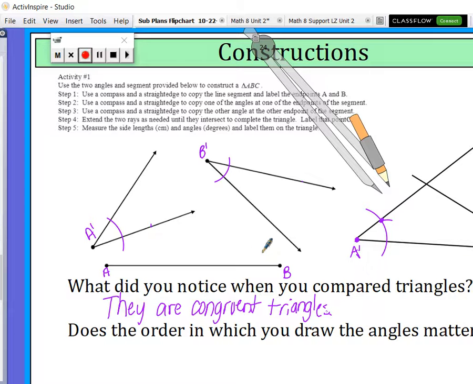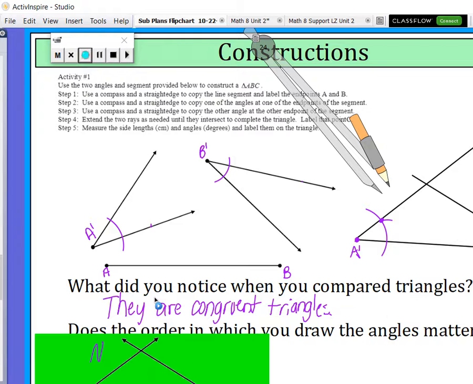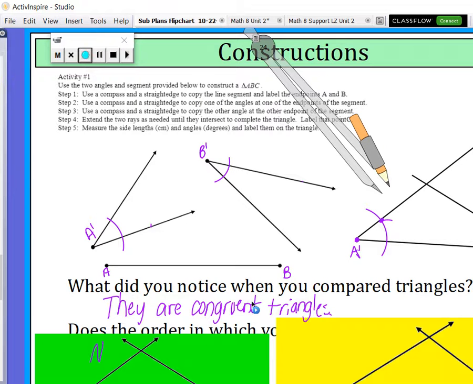Okay, and does the order in which you draw the angles matter? The answer is no. It does not matter. Okay, and the reason that it doesn't matter is because no matter which way you draw them, you notice that you are going to get congruent triangles. One just may be a reflection of the other. So you may just need to do a reflection of your triangles, but you should be able to see that you are getting two triangles that are congruent.